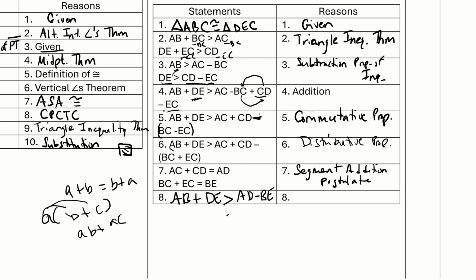So how did we get that? Well, what we did is we took step 6, right? And we took this and we replaced it with AD. And then we took the BC plus EC and we replaced it with BE, because remember it's equal to BC plus EC right there. And then we just replaced it. So that's why we have that and that. So that's a substitution. All right, and that's it. We proved what we wanted to prove.